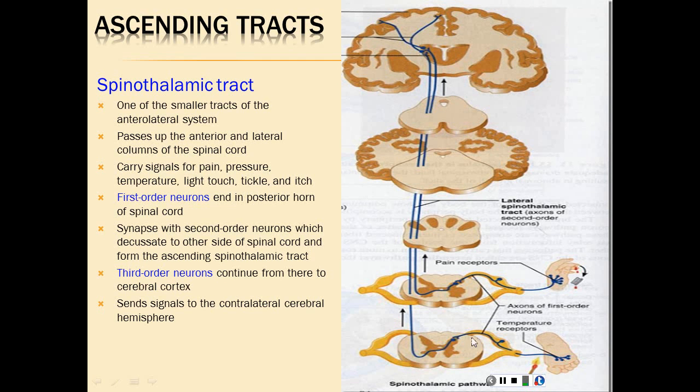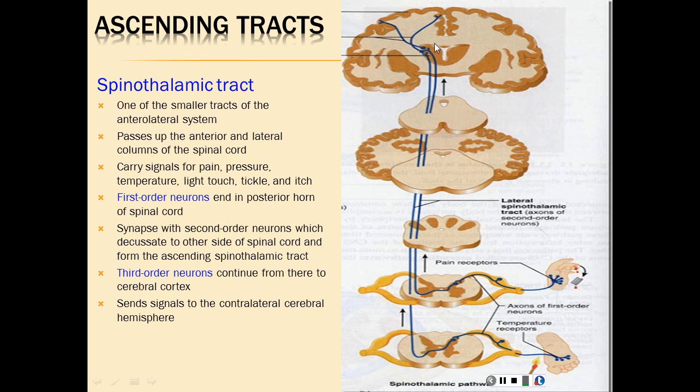Now the first order neurons, which would be this here, end in the posterior horn of the spinal cord. This is where they're going to synapse with the second order neurons that are going to decussate, which means they're going to cross over and form the ascending spinothalamic tract, which proceeds contralaterally. In the thalamus, which is up here, the third order neurons continue to the cerebral cortex.